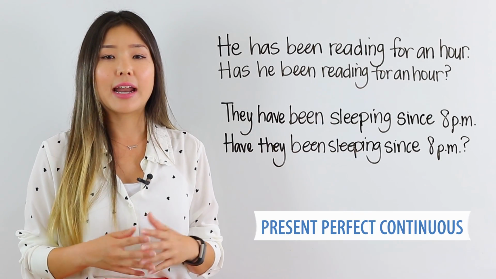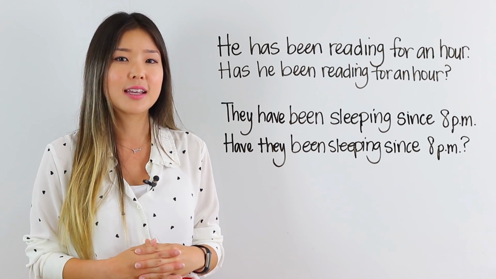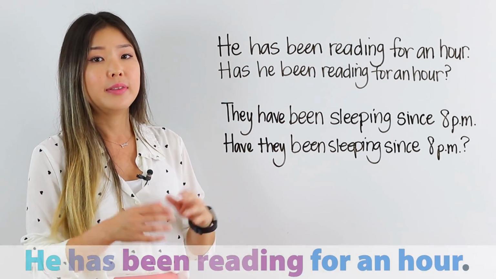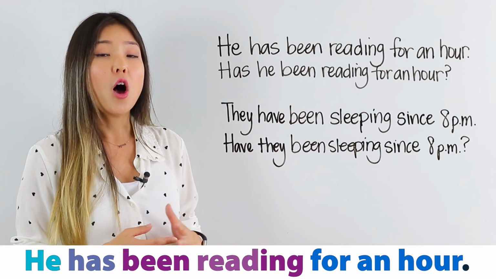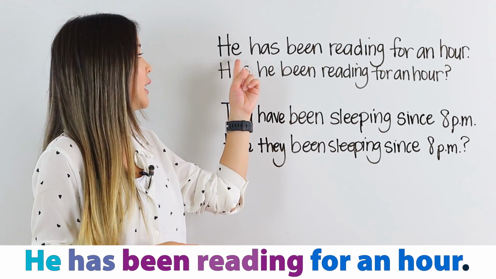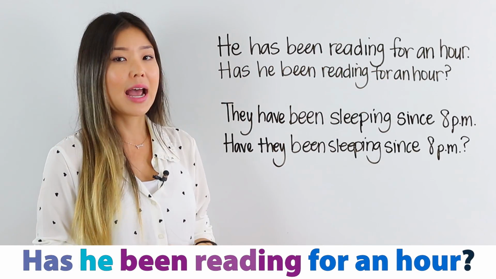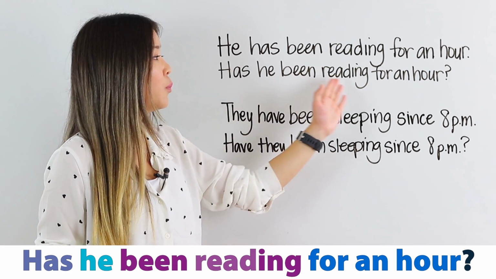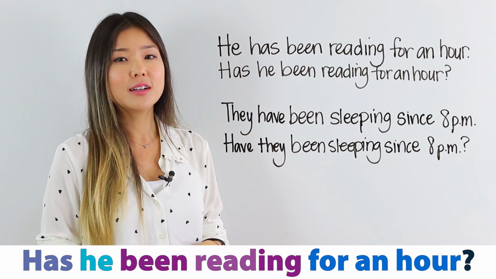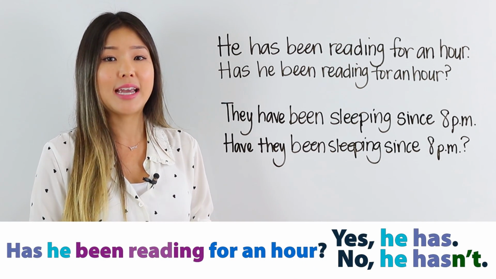Now, let's take a look at how to form the have or has question for the present perfect continuous tense. The first sentence says, he has been reading for an hour. Now, to turn this into a question, all we have to do is change the order of the first two words. So he has becomes has he. Has he been reading for an hour? You'll notice that the second part of the sentence doesn't change. Has he been reading for an hour? To answer, you can simply say yes, he has, or no, he hasn't.